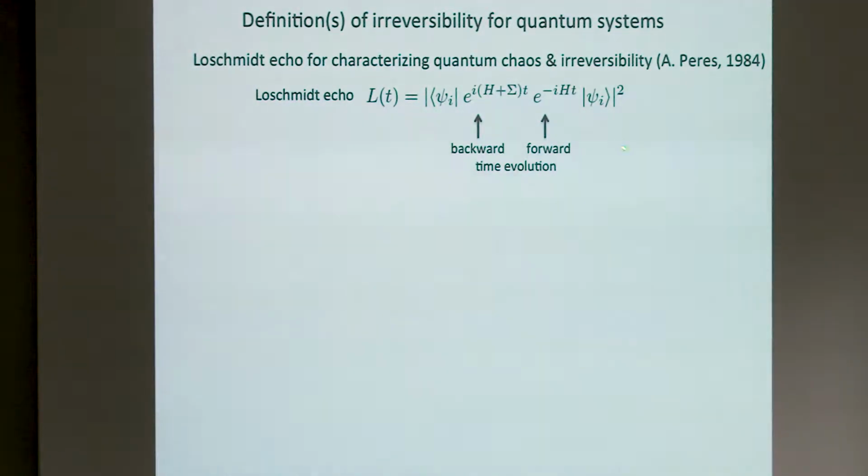So you take some initial quantum state, you forward time evolve it with a Hamiltonian, and then you do the backward time evolution where you add some small perturbation, sigma, to your Hamiltonian, and then you look at the overlap with the initial state. And if this thing decays quickly, in some sense, then you want to call this dynamics irreversible.